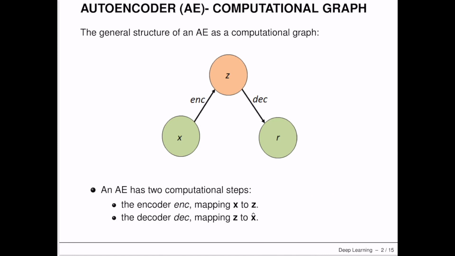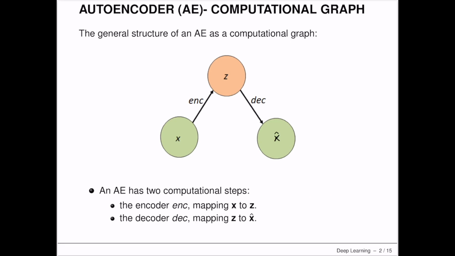The computational graph in an autoencoder looks like the following. We have our input, X, which is mapped by the encoder to our code or latent representation we want to learn, Z. And this is mapped back via the decoder to our reconstruction X hat of X.